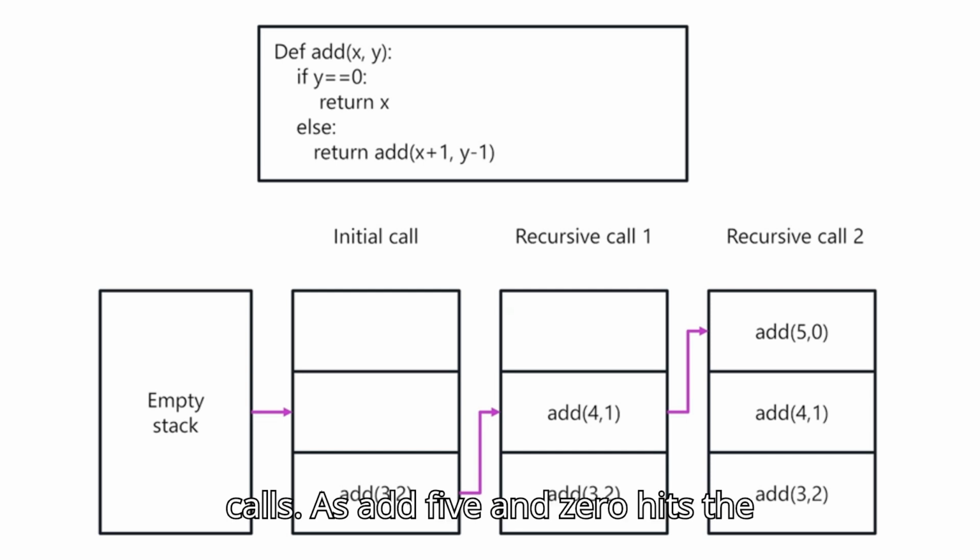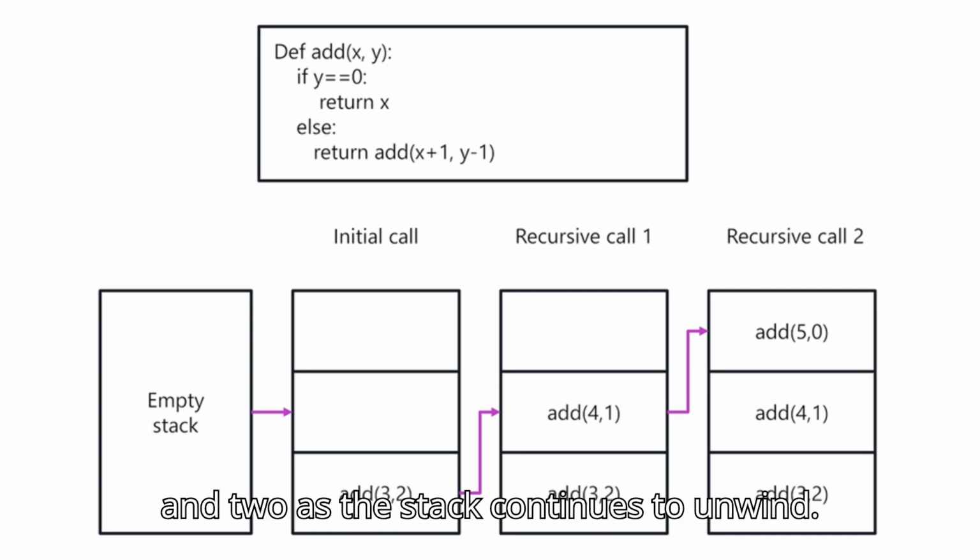Returning from recursive calls, as add(5, 0) hits the base case y equals 0, it returns a value, and the stack begins to unwind. Add(5, 0) is popped off, making add(4, 1) the top element again, followed by add(3, 2) as the stack continues to unwind.